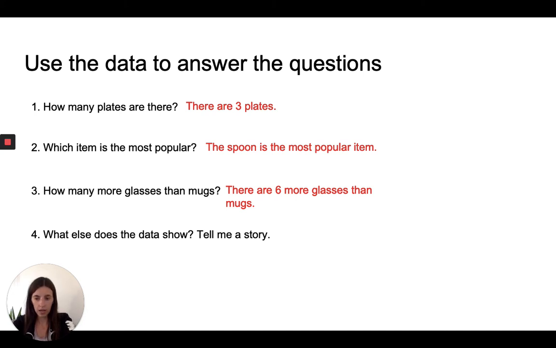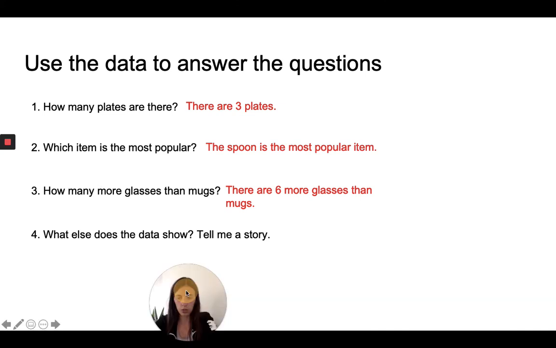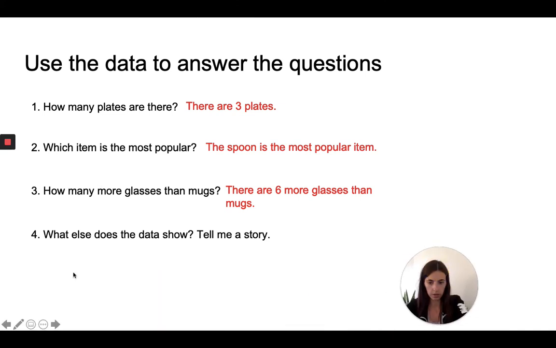And finally, what else does the data show? What else does the information we've collected show? Tell me a story. It can be anything in that tally chart. Okay, I'm just going to move myself along because the answer is going to come up here. Okay, now I have not got all of them, and if your answer is not here, then do not worry because it does not mean that you are wrong.